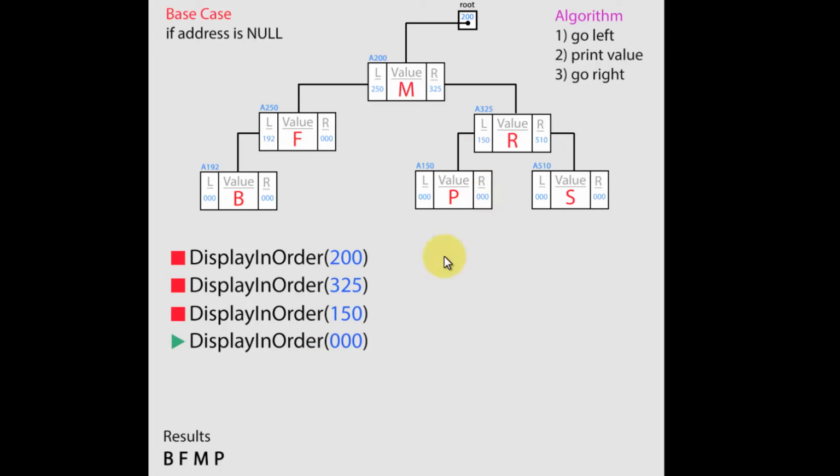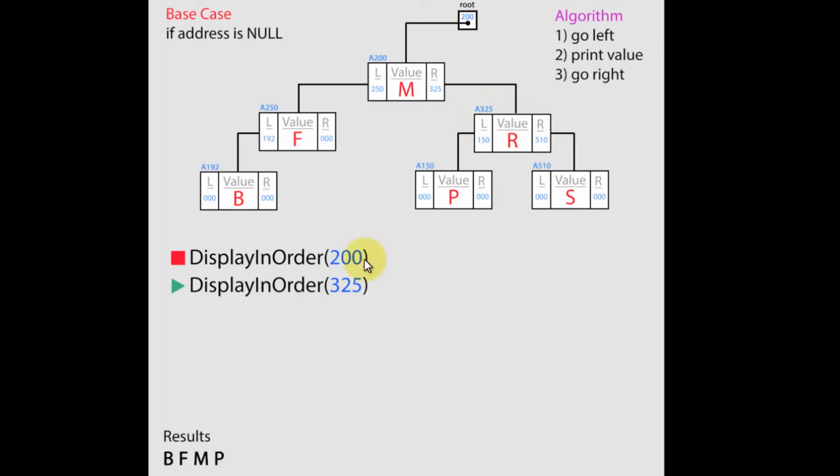Okay, so then we go right, same thing happens. There's nothing in there, it's null. So then we can remove this function call from the stack. Okay, and then for here, since we already went left, we printed the P already, and then we went right, there was nothing there, then this function finishes. That was it for that. So we can remove this one as well.